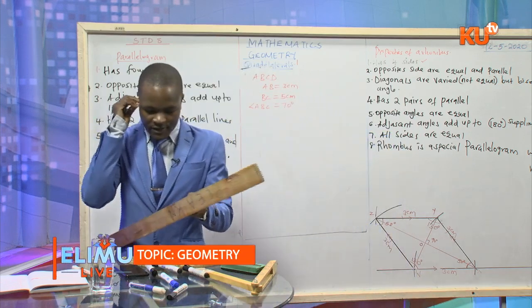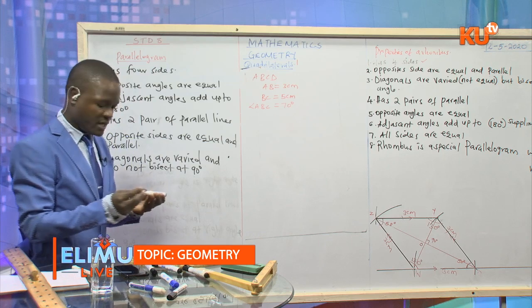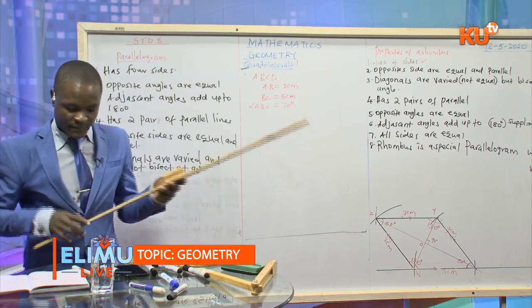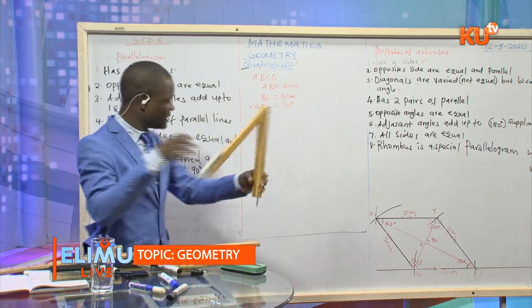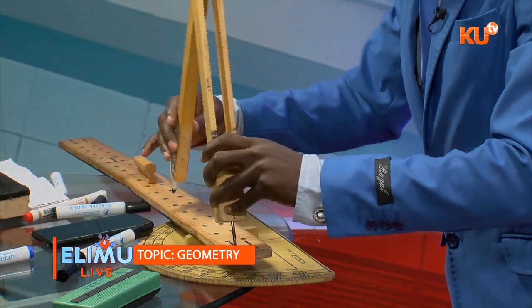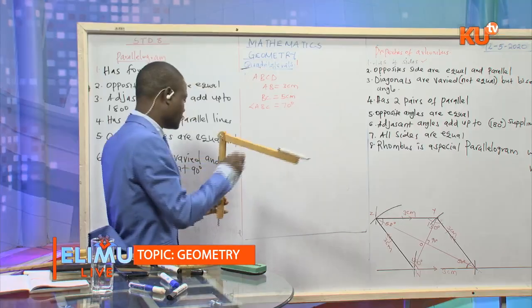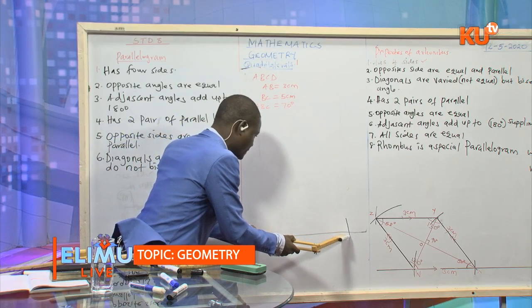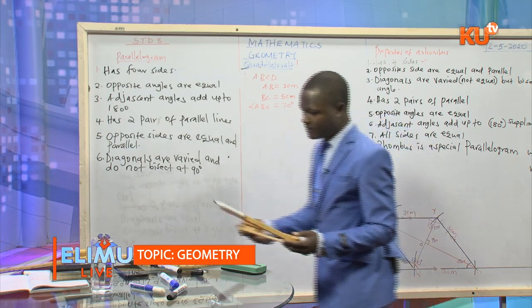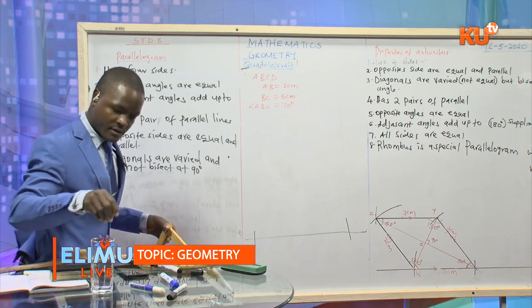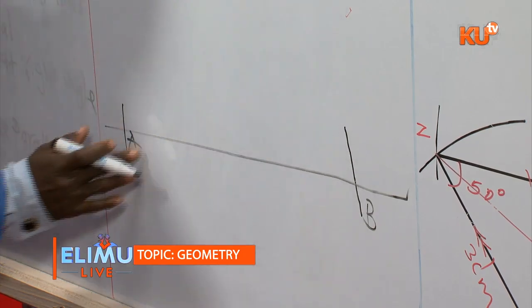Then after that, you measure line BC, 5 centimeters. Use a compass to measure 5 centimeters. You stand at this point, draw an arc, then come back here and draw another arc. Then after that, you name it. Sorry, this is BC.